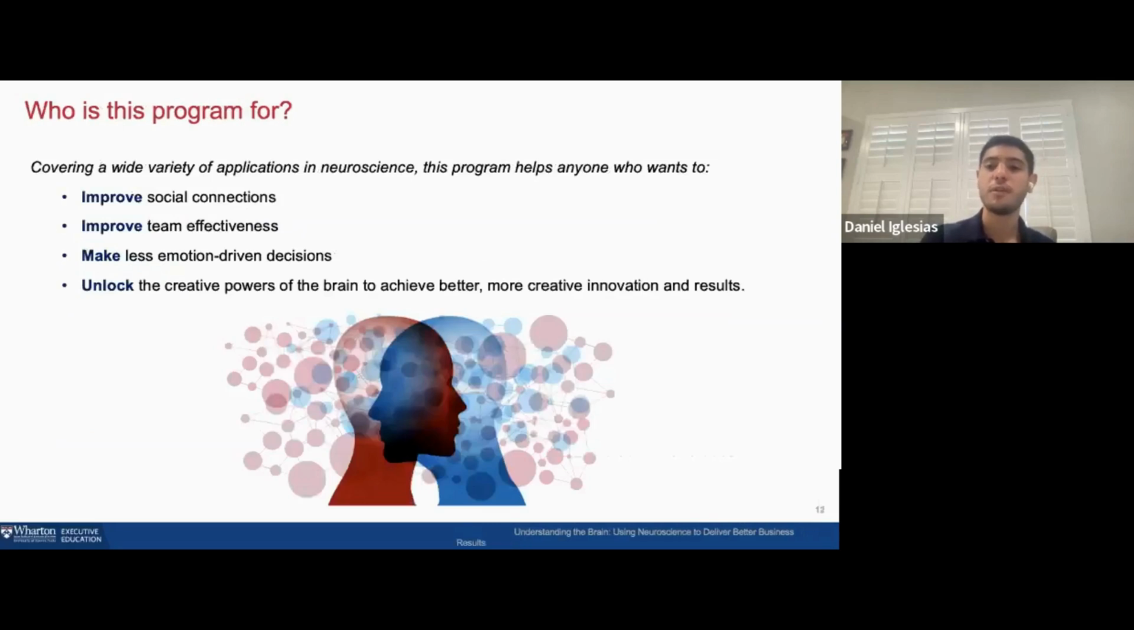So before we go into a module by module breakdown for the components of our course, we'll restate who this program is truly for. We've already discussed that the program is for someone who wants to understand how to establish social connections, improve neuromarketing or marketing efficiency more broadly at their firm, and many other business applications. But more broadly, we'll go through these 4 elements about who the program can serve best. Those who want to improve social connections, improve team effectiveness, make less emotion-driven decisions, and unlock the creative powers of the brain to achieve better, more creative and innovative results.